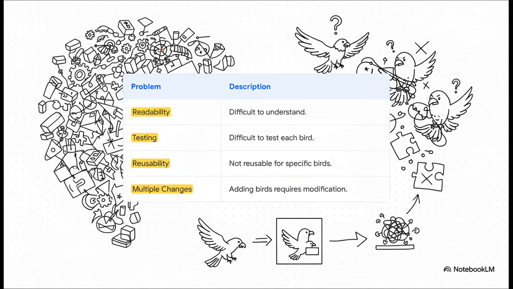And when you try to cram all of that logic into one place, you get this awful domino effect of problems. The code becomes a total nightmare to read, it's impossible to test properly, and forget about reusing any of it. But the biggest problem is that it now has a bunch of different reasons to change. Any tweak to how eagles fly, or adding a new bird entirely, means you have to mess with the same block of code.